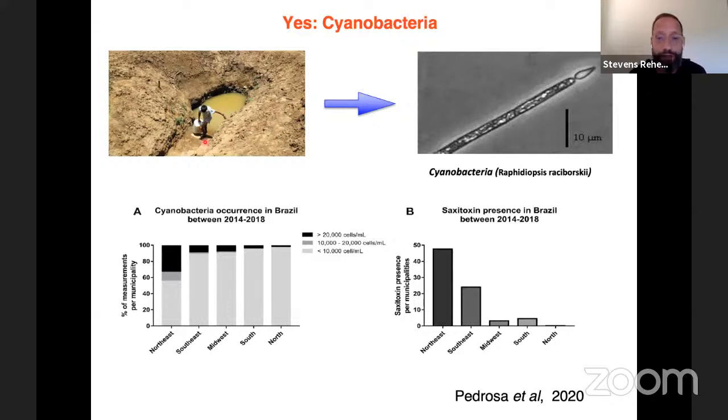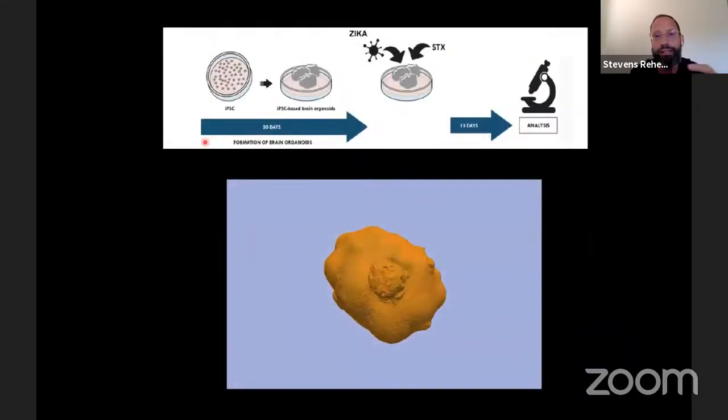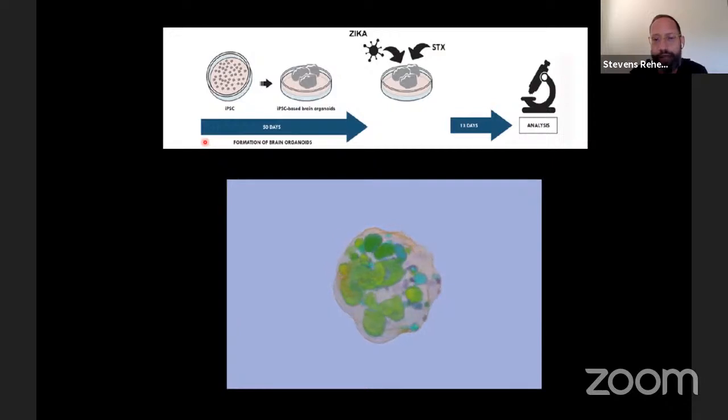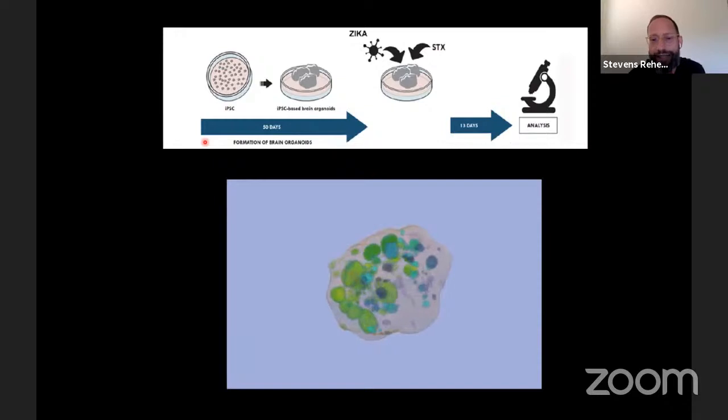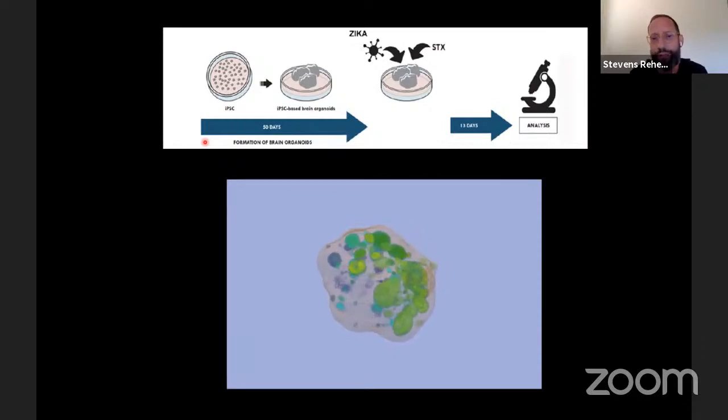So after confirming that there was a cofactor that was different, comparing the northeast of Brazil with other areas of the country during the Zika epidemic, we went back to the lab and combined the Zika virus with saxitoxin in these brain organoids. What you're seeing here is this reconstruction of the brain organoid, and these green and blue spots are basically the areas of neurogenesis that can be followed within these brain organoids.